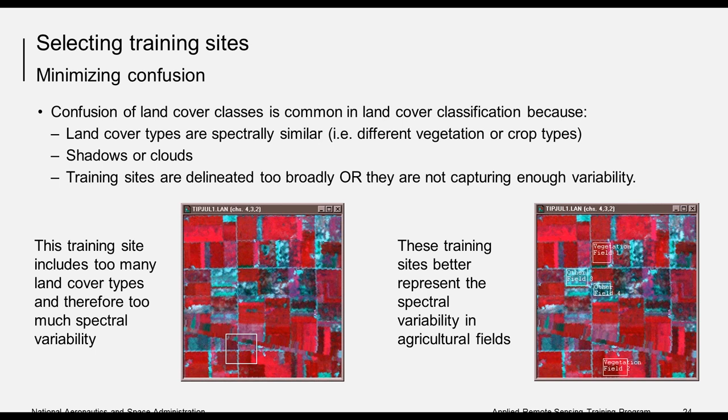The image on the right actually shows you a better way to collect training sites, and you can see there's a couple different vegetation fields in that one that are just getting the vegetation, but still capturing the variability within the field, and then you see other field 3 and 4 that are capturing those fields that are not planted. And again, you can still see a lot of spectral variability within those fields, and you want to capture that. So you can see how challenging this process can be.